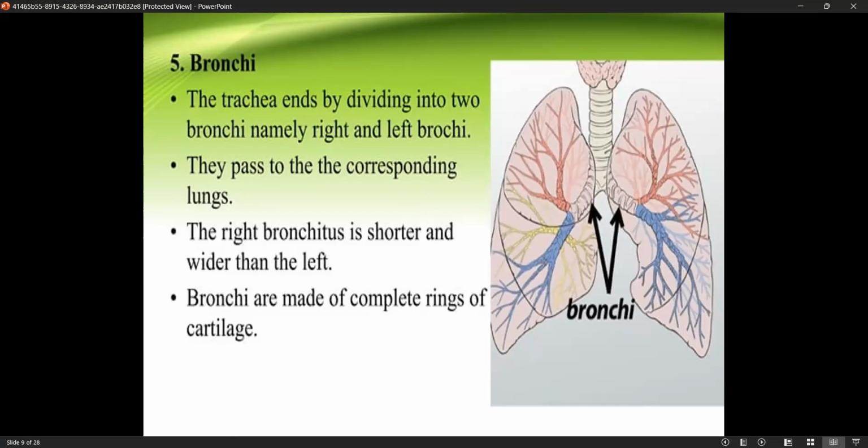Bronchi are made up of complete rings of cartilages. Here you can see the complete ring structure of so many cartilages. It is formed only by the cartilages.